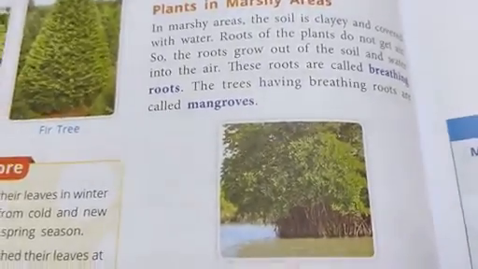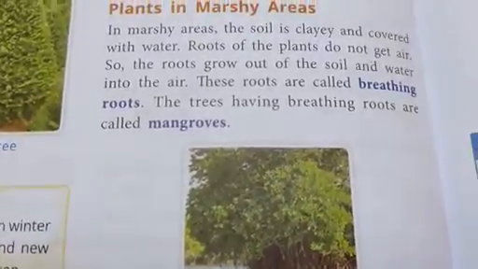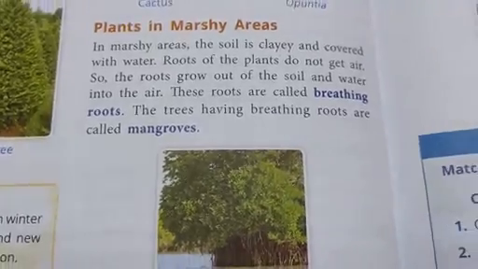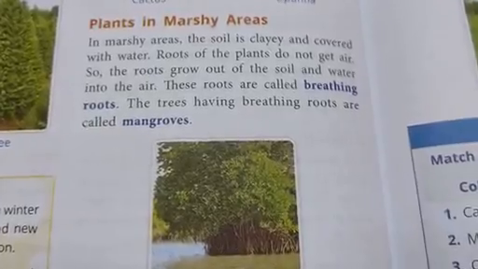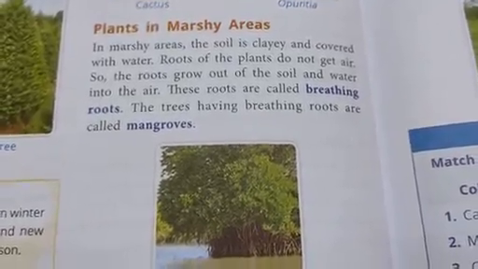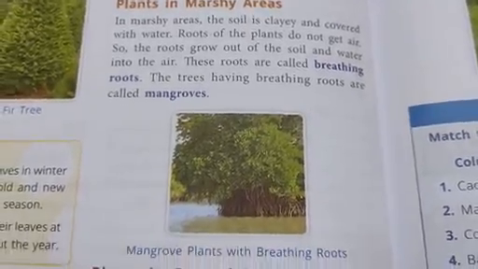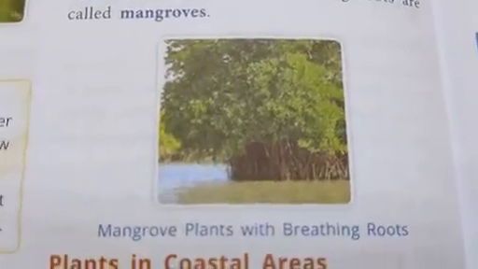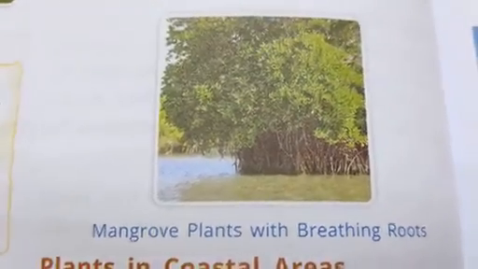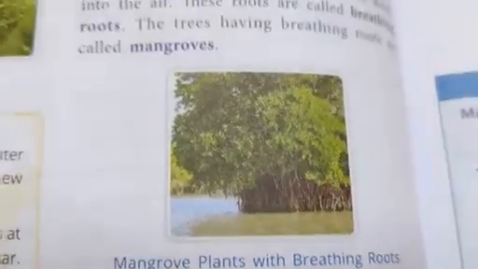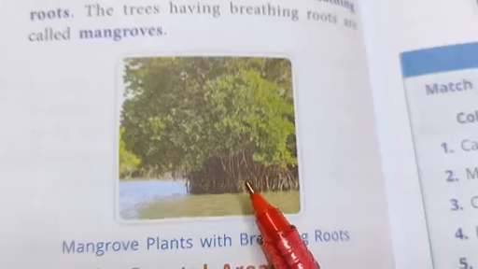So what happens, children? The roots grow out of the soil and water into the air. And when the roots grow out of the soil, these roots are called breathing roots. Understood? And the trees having breathing roots are called mangroves. See, here an image is given. Mangrove plants with breathing roots. The roots of these plants have grown out of the soil and water into the air.